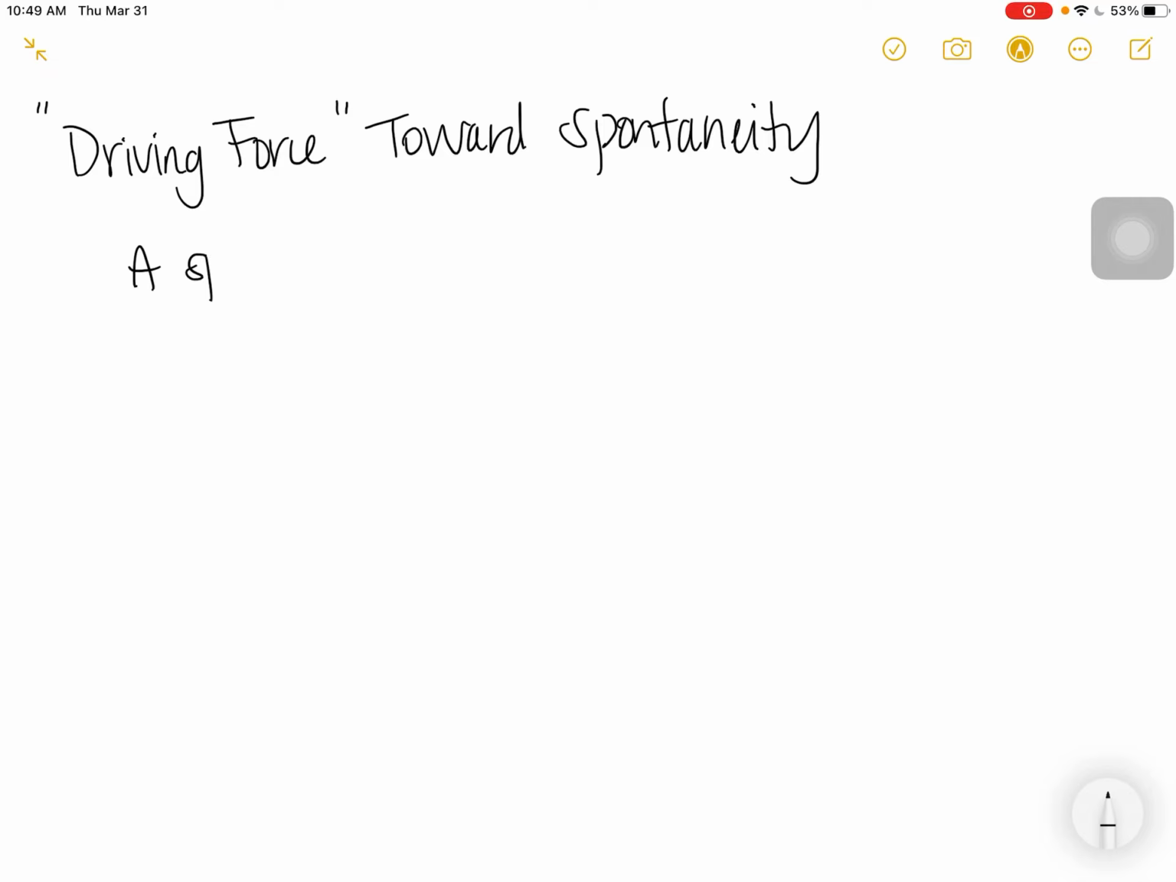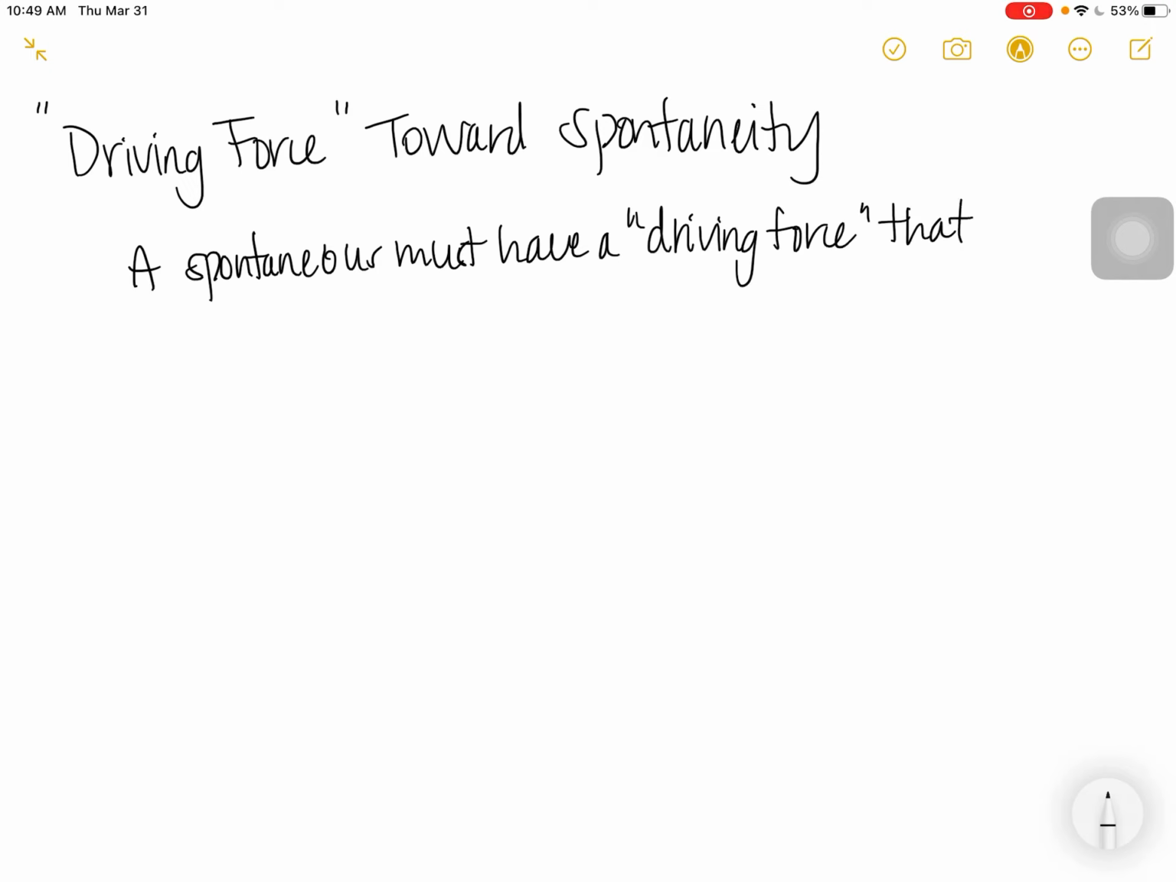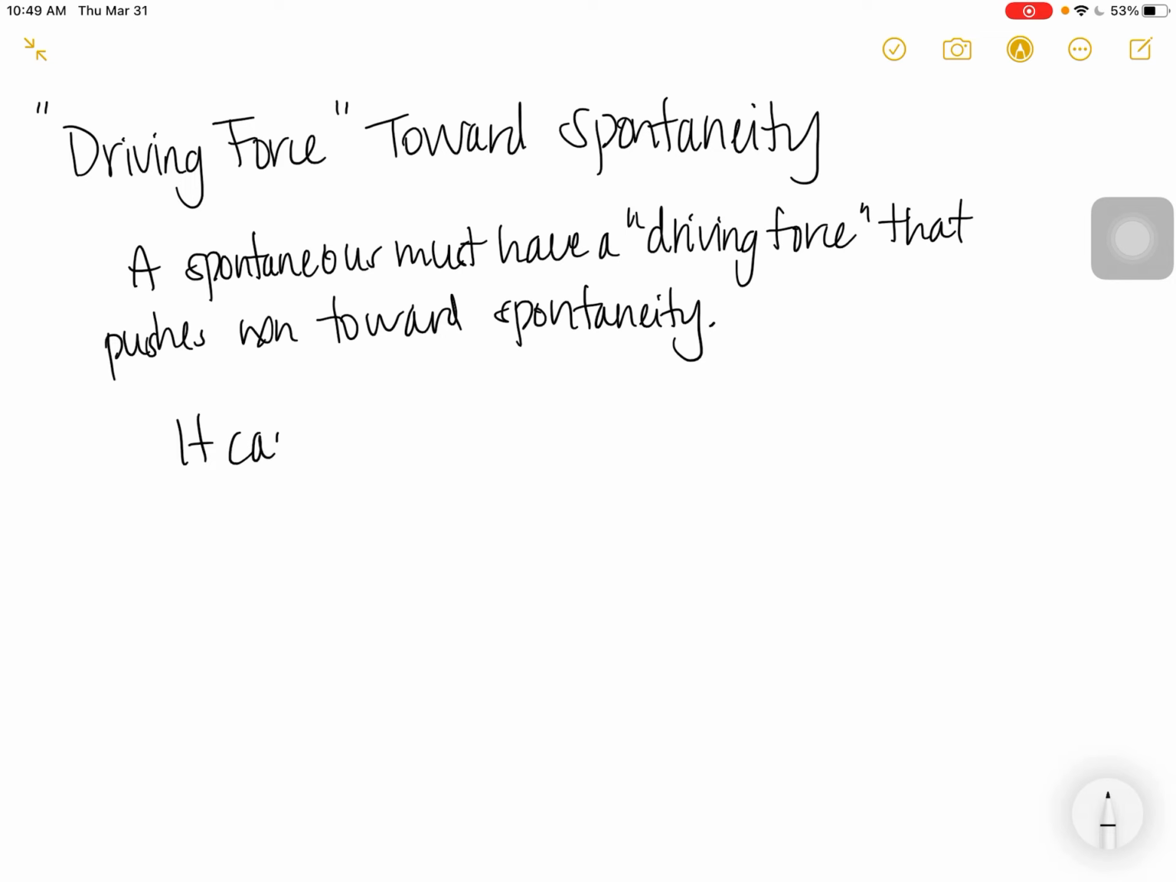Okay, and so this is a discussion of that a spontaneous reaction must have a driving force that pushes this reaction toward being spontaneous. Okay, it can be delta H, delta S, or both of them.